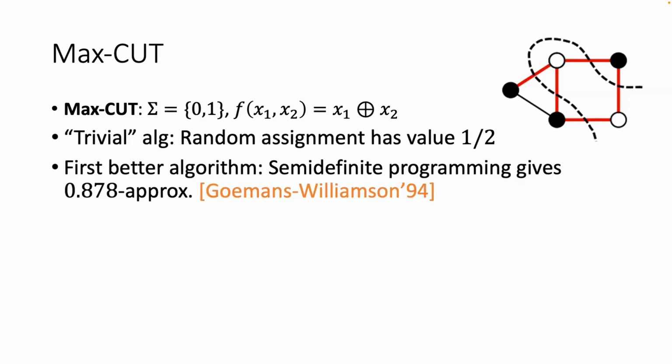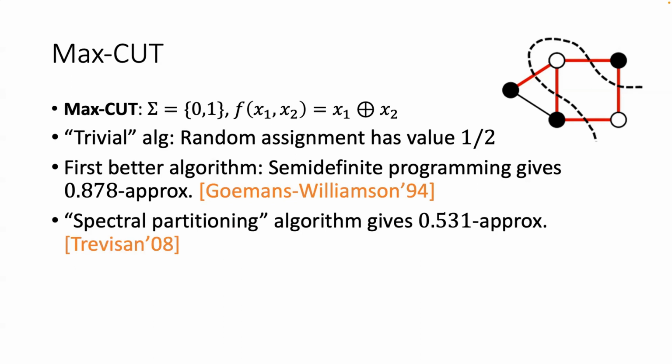There's this very famous result of Goemans and Williamson from the 90s where they show that using the semidefinite programming framework, you can get a 0.878 approximation, meaning you can output an assignment whose value is at least 0.878 times the value of the best possible assignment. There's really only this algorithm and maybe one or two other algorithms known for this problem that do better than the trivial approximation. There's also the spectral partitioning algorithm of Trevisan about 15 years later. But overall, there are very few known algorithms for these problems, and they're all complicated in some sense, requiring some optimization or other things like that.